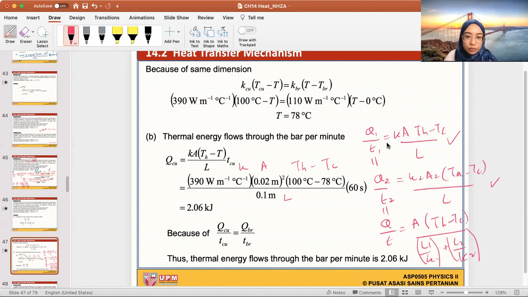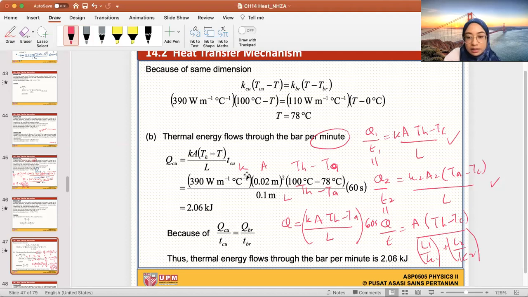So now I just want to know what is the Q. I want Q, so I have to multiply this whole thing. In this case, it is using TH minus TA over L times with time. You nak tahu in minute. When I told you earlier, if they want to know what is the heat in a specific time, you need to find the Q only. So times with 60 seconds. SI units, 60 seconds over here. Ooh, this is not clear. Okay, does that make sense?